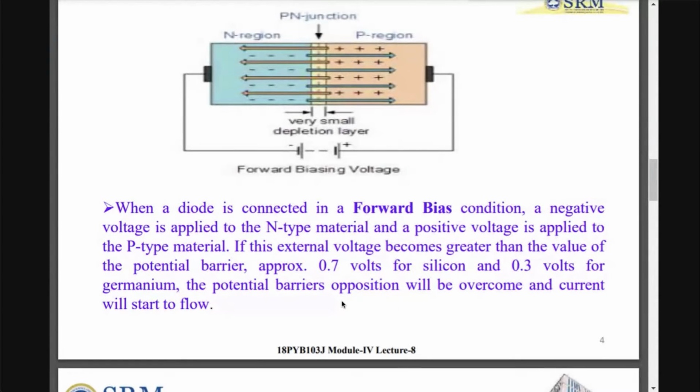That is forward bias, when the applied input voltage exceeds this 0.7 for silicon, or 0.3 for germanium. So definitely the potential barrier opposition will be overcome and current will start to flow. So that is given in the diagram.